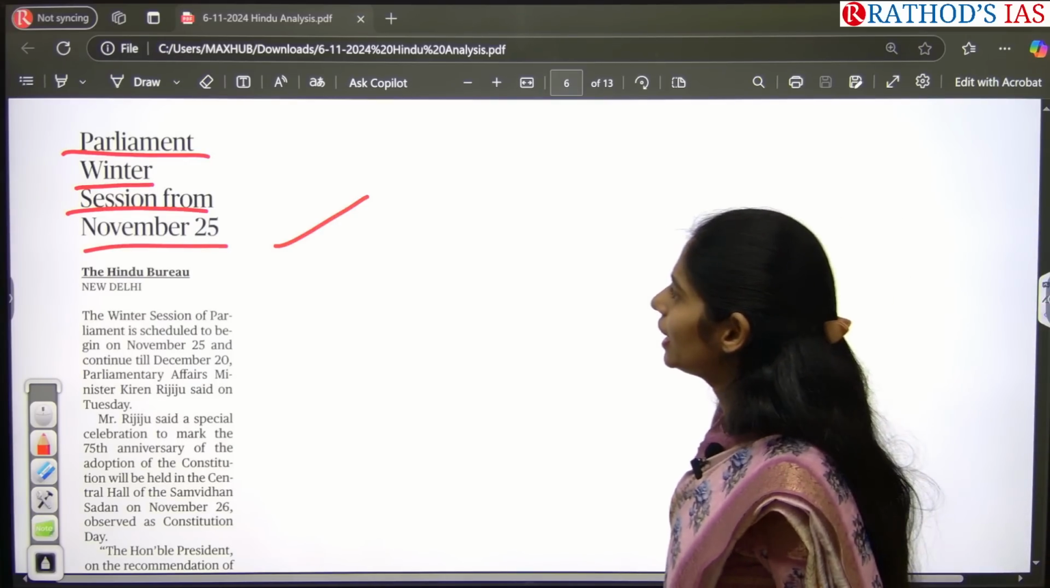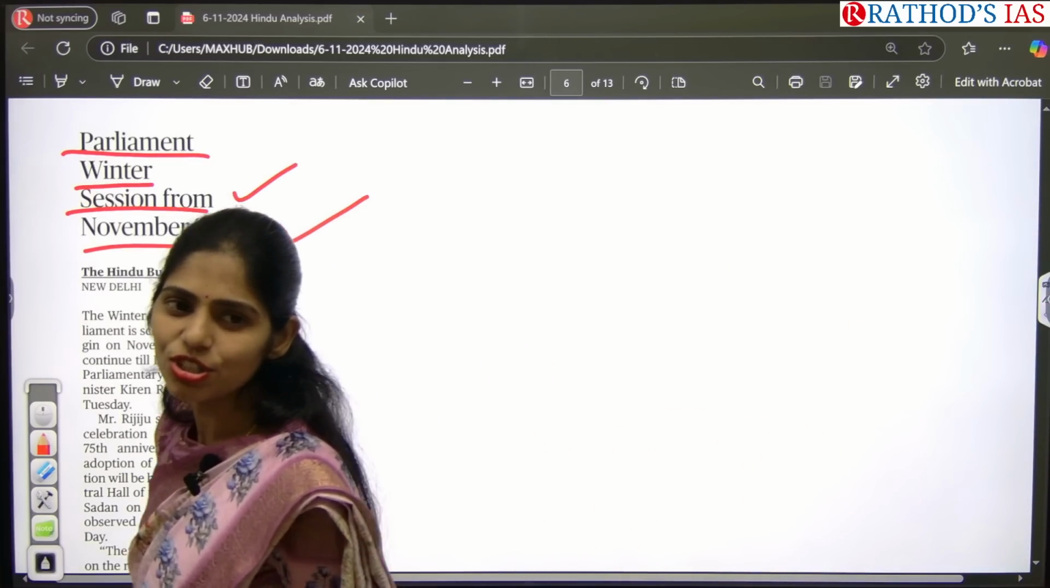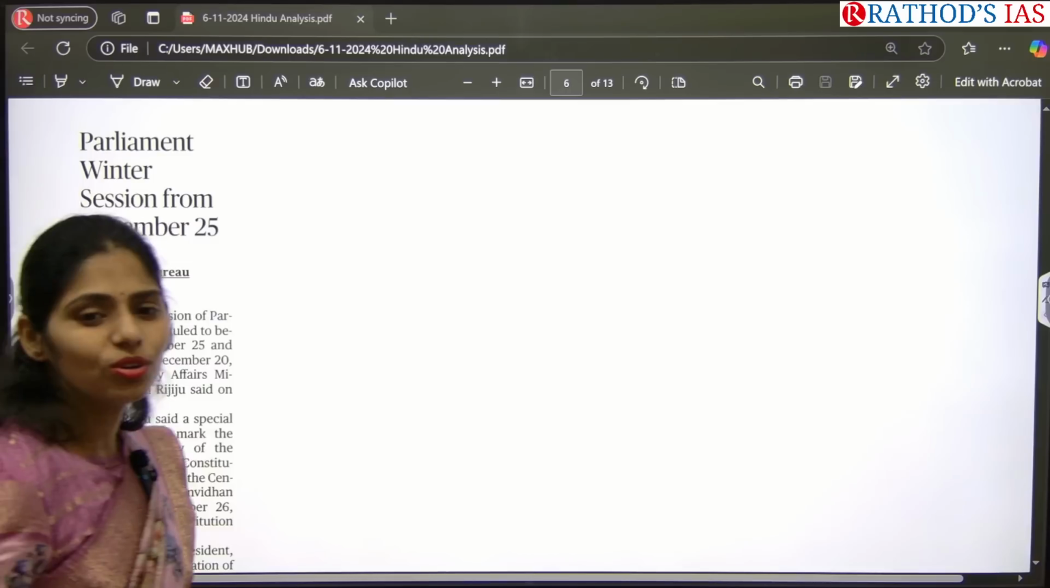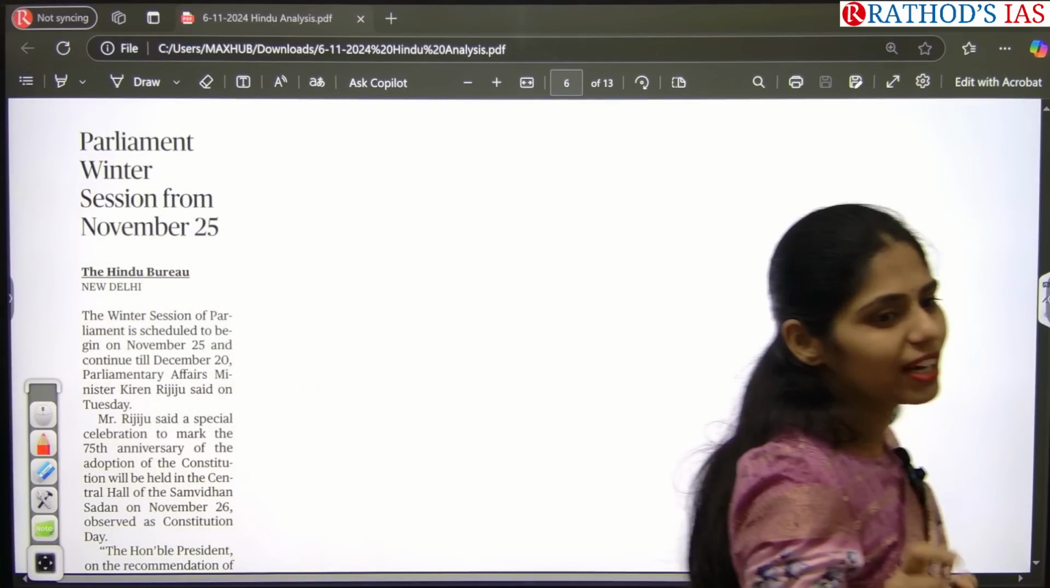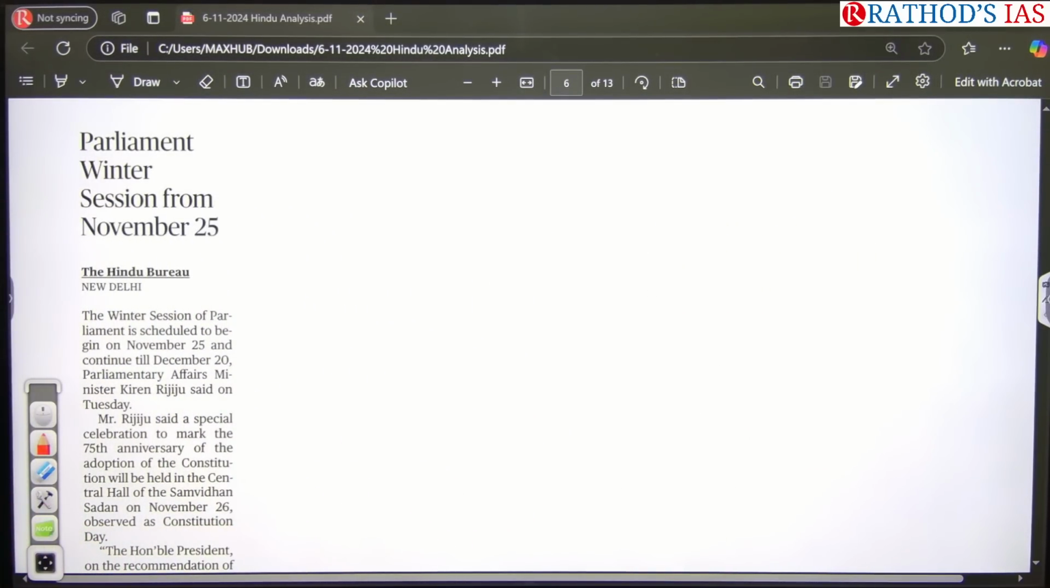Okay, so in this winter session, we are going to celebrate the 75th anniversary of the adoption of our constitution. So this is very, very important. Keep a star mark, especially in your polity notes, for the preamble this year and don't miss any angle of the preamble. You may get any type of question from the preamble.